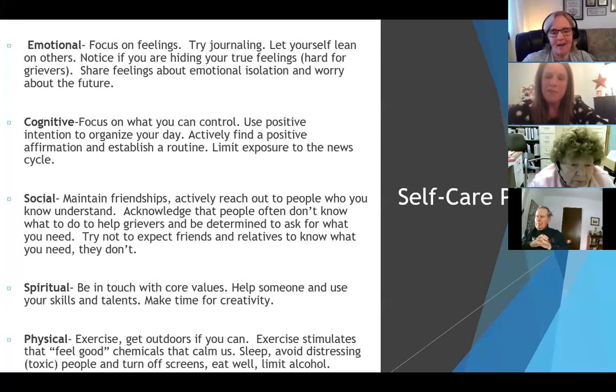Exercise. Back in my early days, I would tell people, you really need to exercise. And I knew it helped, but I didn't actually understand completely why. Now we can put people's heads in MRIs and we can see what happens when you do exercise. We're not supposed to be in constant fight or flight mode.